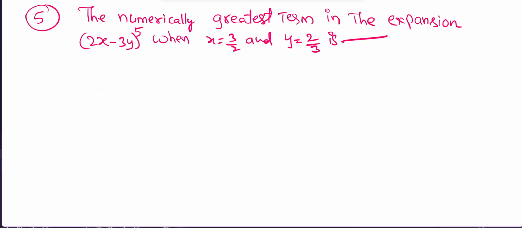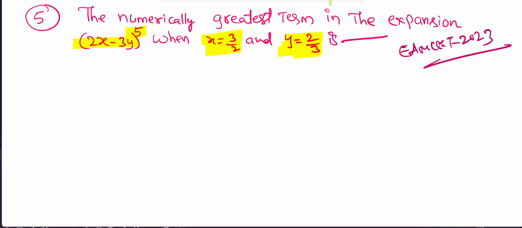This is the fifth question. This is Eamcet 2023, from Binomial Theorem. Here is given the numerically greatest term in the expansion of (2x minus 3y) to the power of 5 when x is equal to 3 by 2 and y is equal to 2 by 3. This is the question. Now we find the numerically greatest term in this expansion.